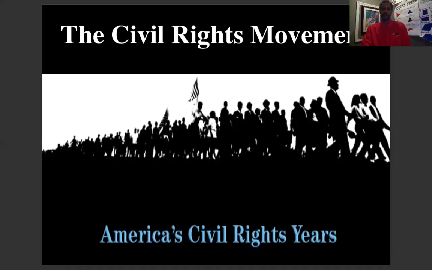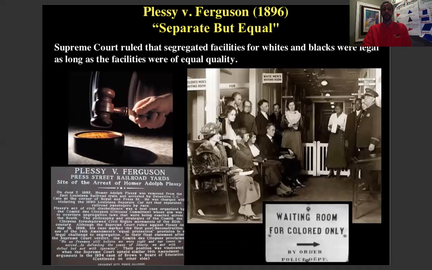The civil rights movement. Plessy versus Ferguson set the stage for segregation. In 1896, the Supreme Court ruled that segregated facilities for whites and blacks were legal, as long as they were of equal quality. Of course, they were never of equal quality, with blacks usually receiving inferior.